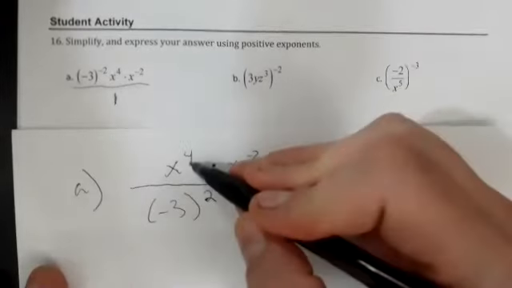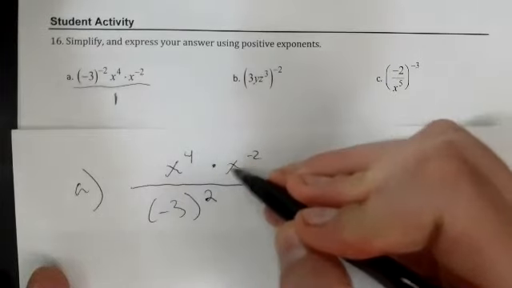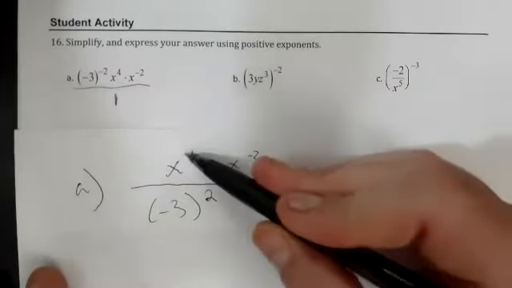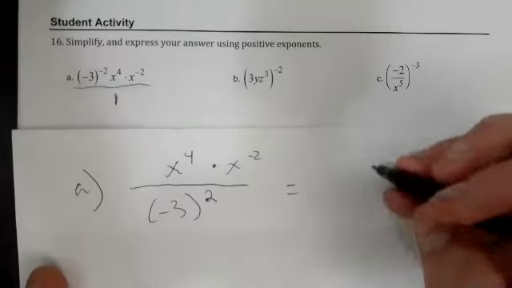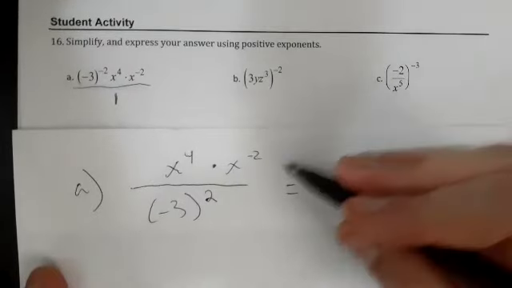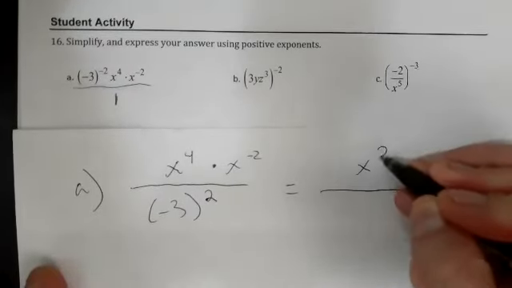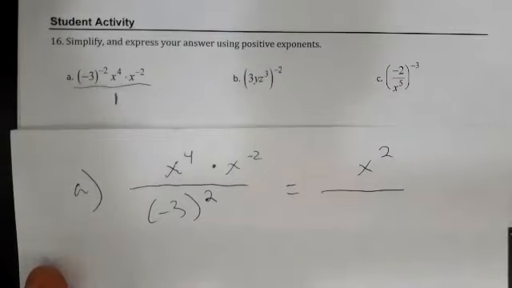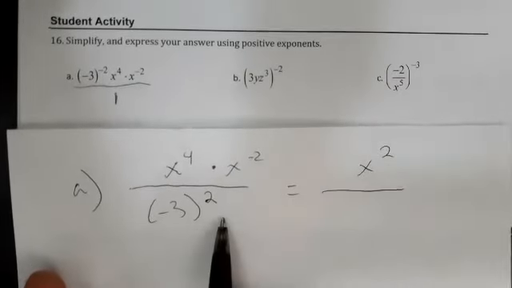And the reason I want to keep it up here maybe is that I can do x to the 4th times x to the -2. This is like 4 plus a -2. And if I do 4 plus a -2, that's going to give me overall x squared. If you flipped it to the bottom, you'd be doing 4 minus 2 with the division of like bases property that we learned earlier. -3, and we're going to square it.